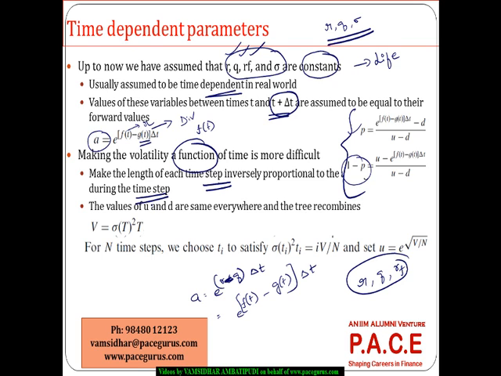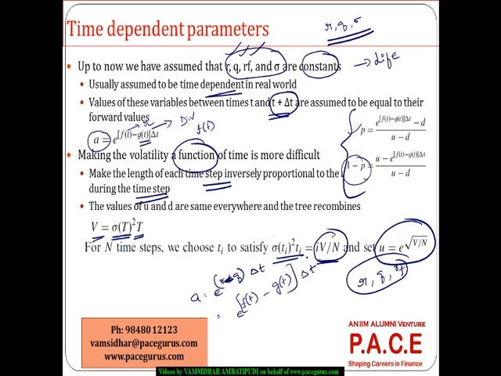Inversely proportional to the time. So I can see that the variance is coming out as sigma t squared times t. So for n time steps, for each time step I can take sigma ti squared times tn, and from there I can set the up moment as e to the power of square root of v by n, to make it more and more dependent on the time.